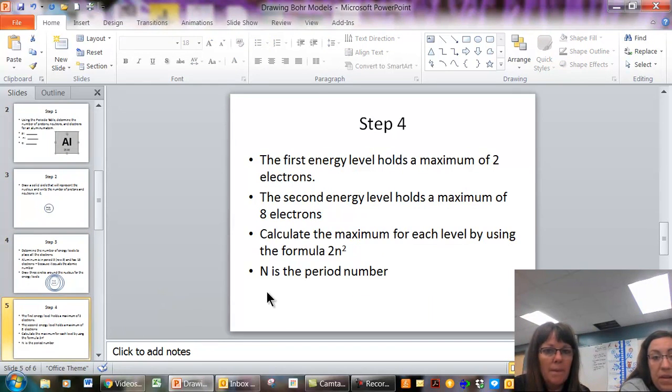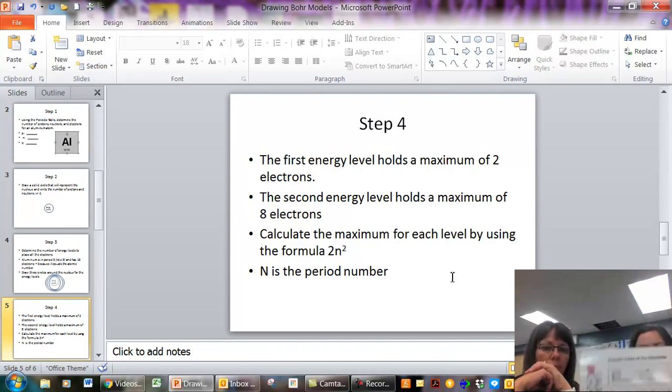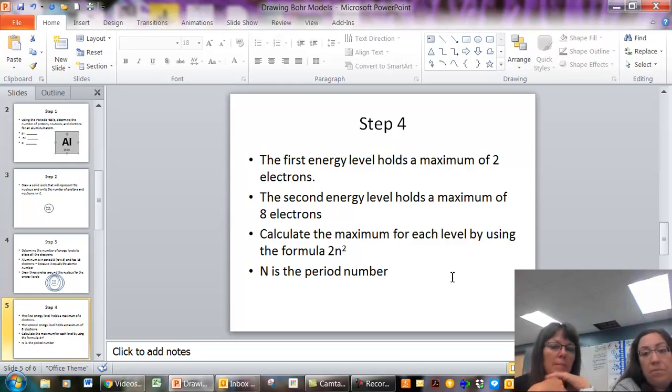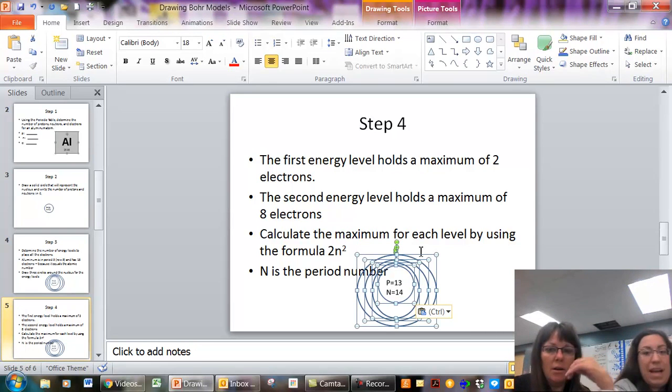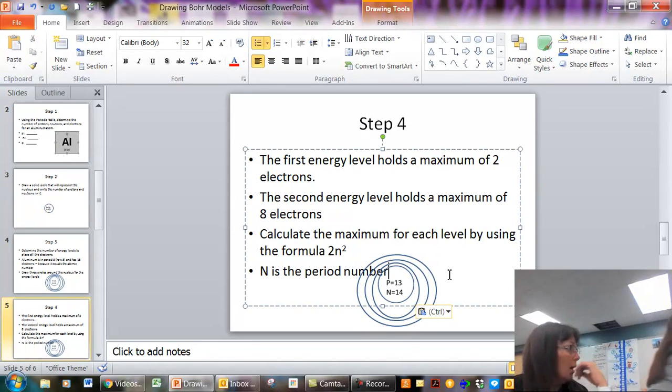Step 4. Each energy level can hold a different amount of electrons. At first look that's confusing, but once you figure out the pattern, it's not. The first energy level can hold 2. The second energy level can hold 8. And then you can use an equation, 2 times n squared, where n is the number that you find on the side over here, to tell you how many electrons can go in each energy level after that.